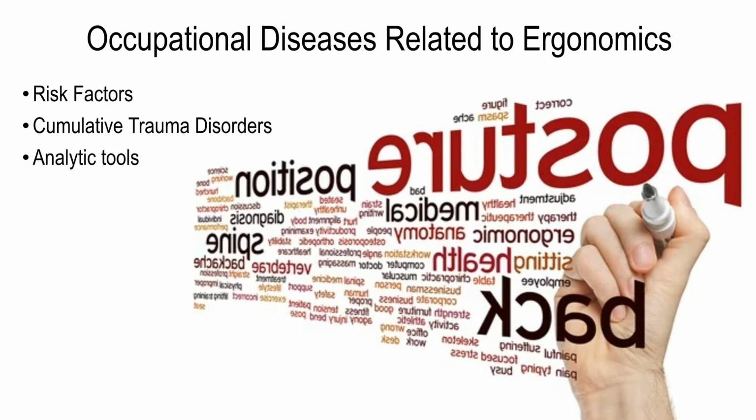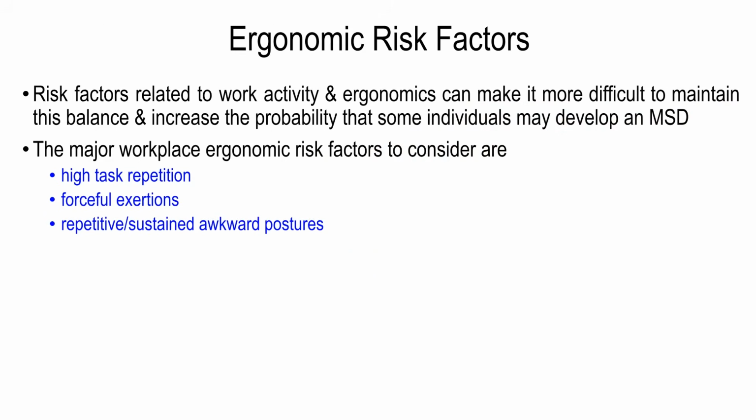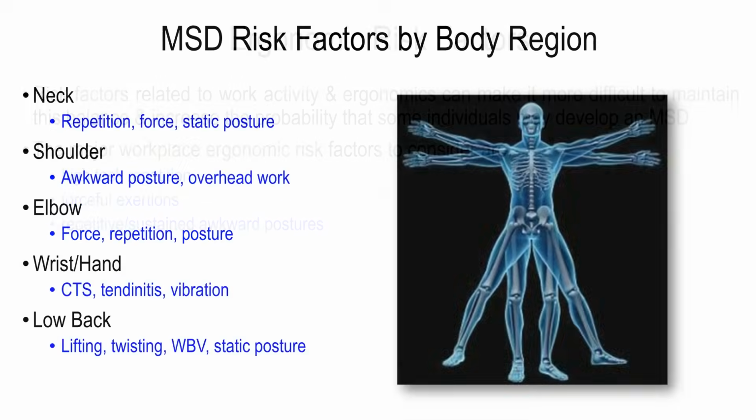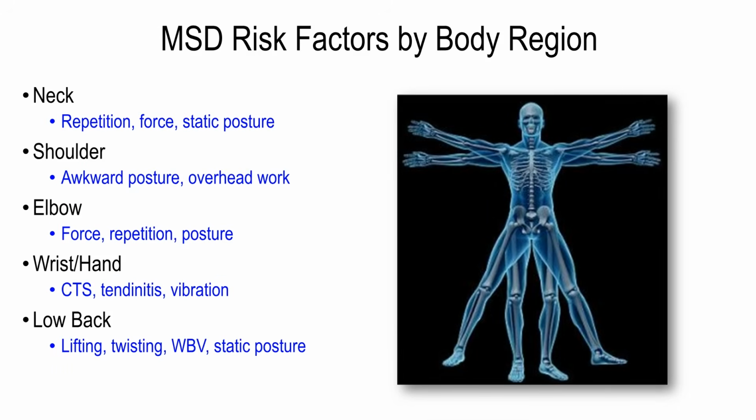This video will cover occupational diseases related to ergonomics, including risk factors, cumulative trauma disorders, and analytic tools. Ergonomic risk factors can increase the likelihood of developing a musculoskeletal disorder, or MSD. Key factors include high task repetition, forceful exertions, and repetitive or sustained awkward postures. MSD risk factors vary by body region.